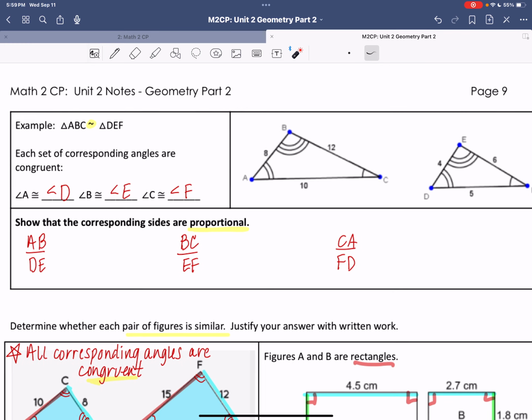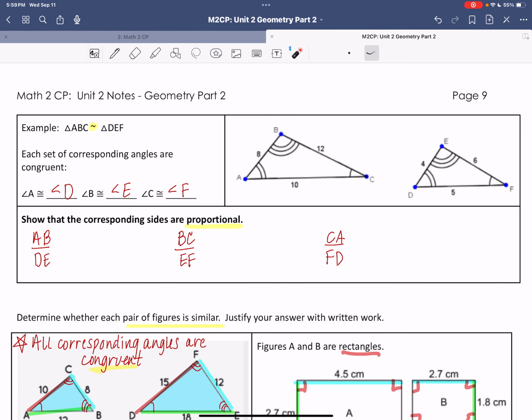All right, on this next one, it's an example. I'll start it for you. You're going to finish. So again, it says ABC is similar to DEF. So A goes with D. B goes with E. And C goes with F. So knowing this, which you should have written here.